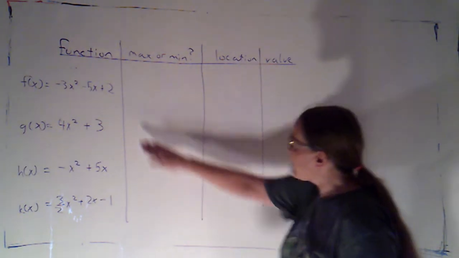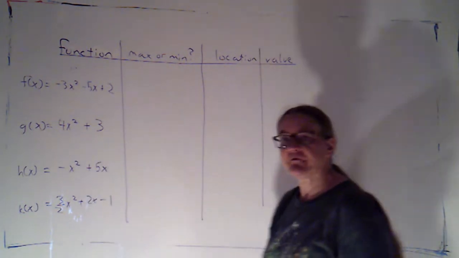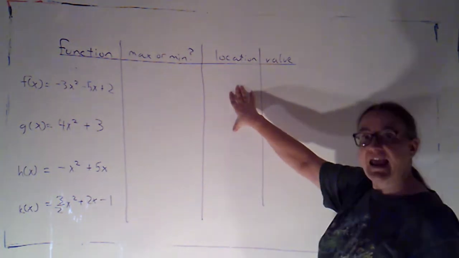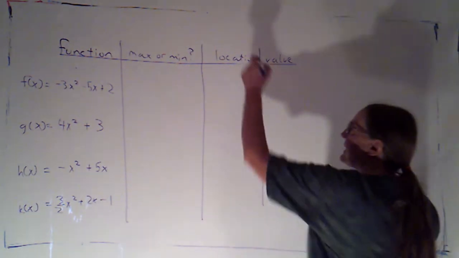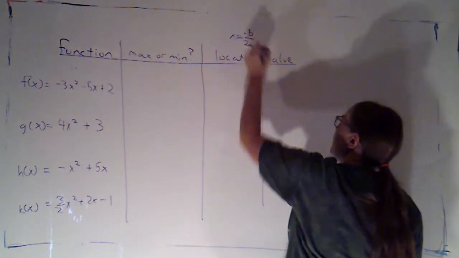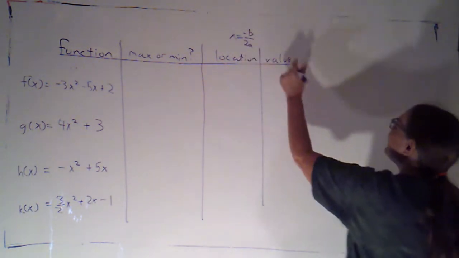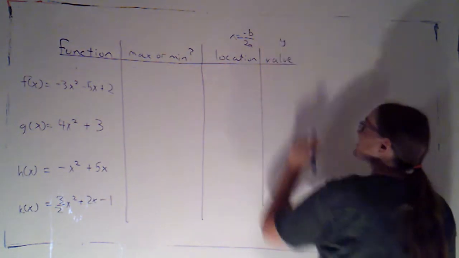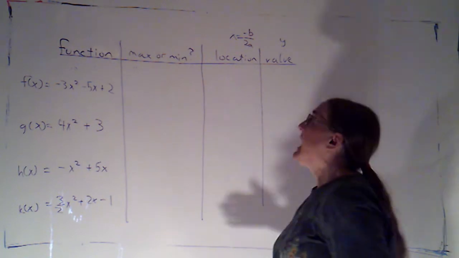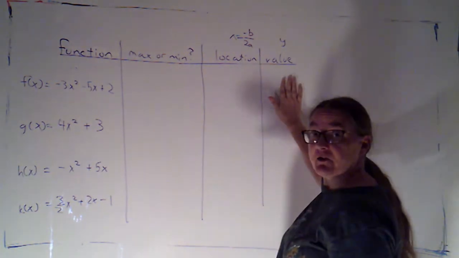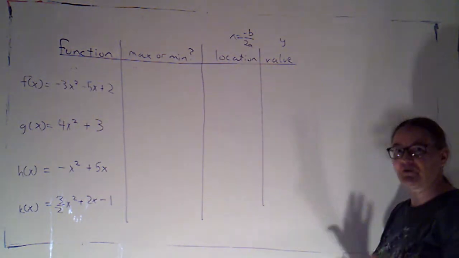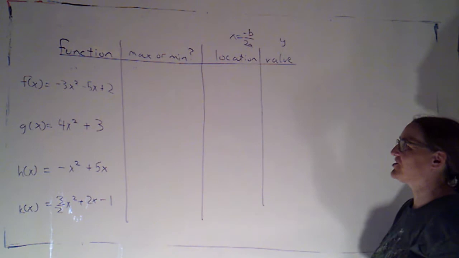So what I'm going to do is I've got 4 functions up here. For each one, we're going to first of all answer, do we have a max or a min? Then we're going to give the location of the max. That's going to be our x value. And we know that's the opposite of b over 2a. And then the value of the max or min, that's our y value. That's what we'll get by plugging into the function. Now, here I'm asking for location and value. Be aware that often you'll be asked for one but not both. Make sure you read the question and answer the appropriate question.